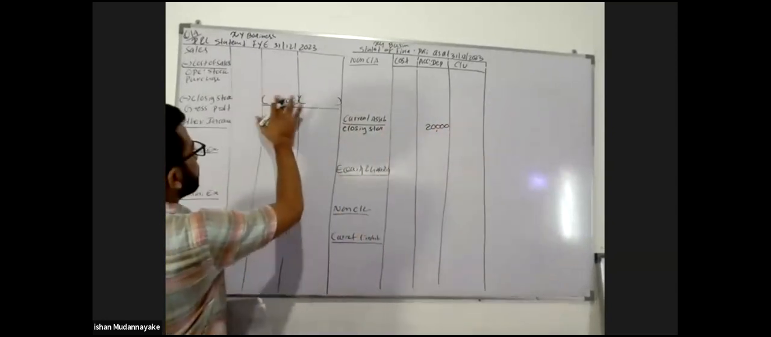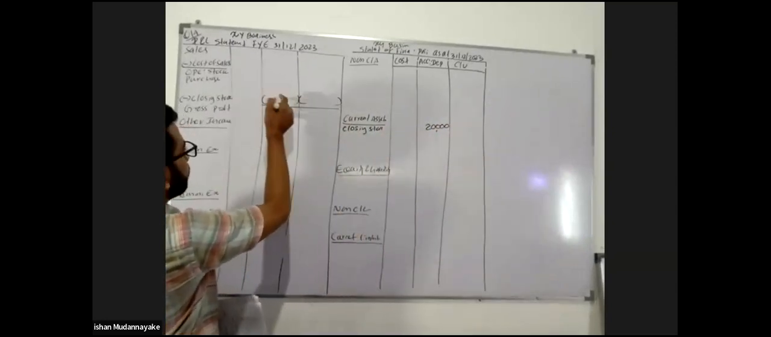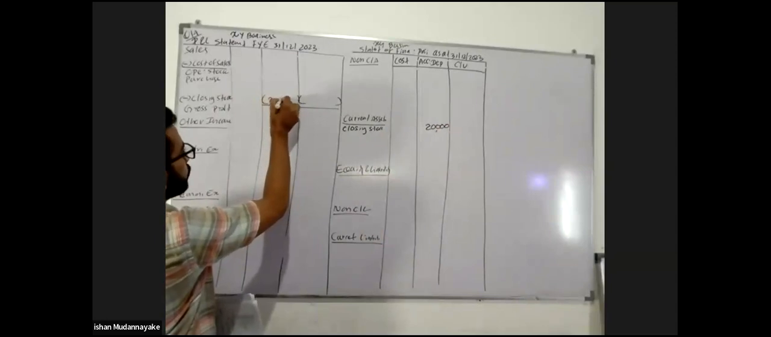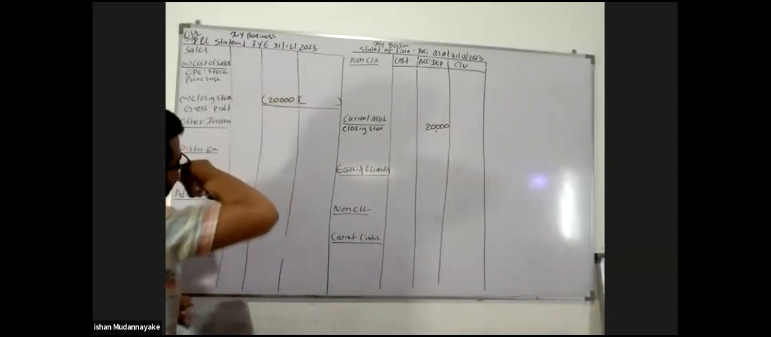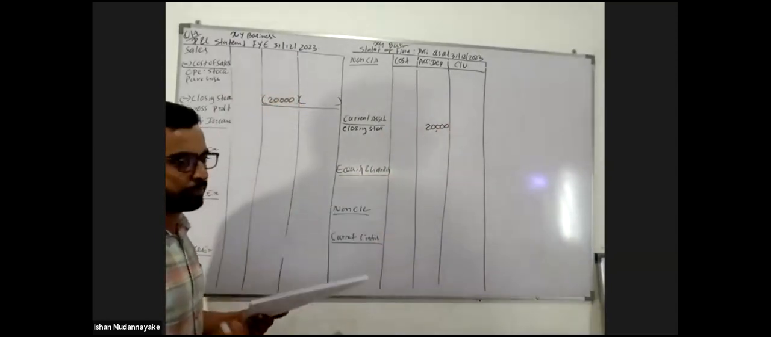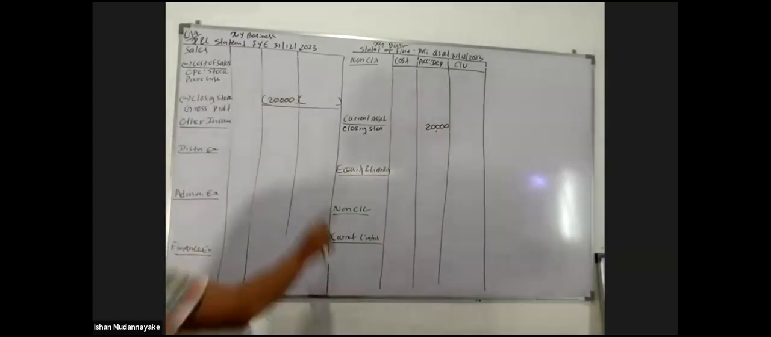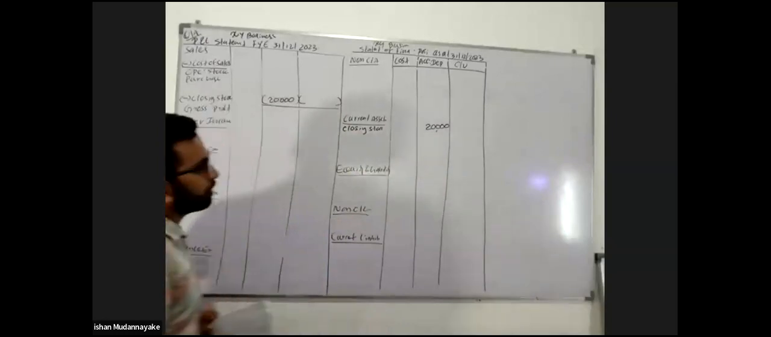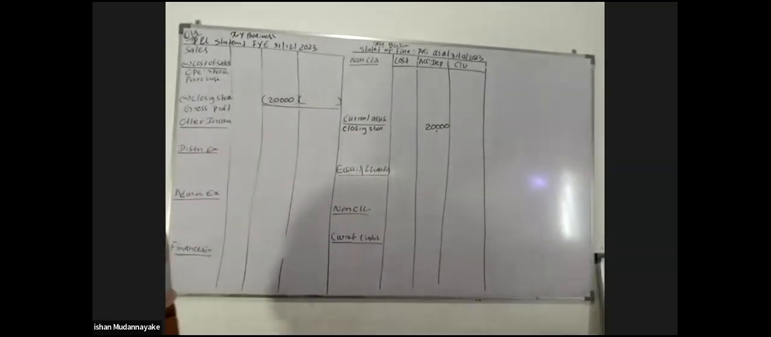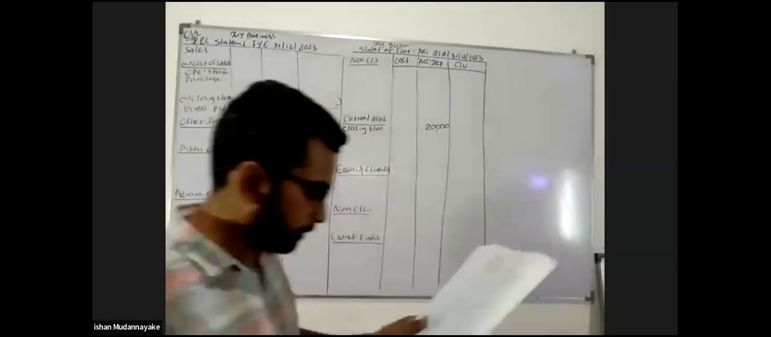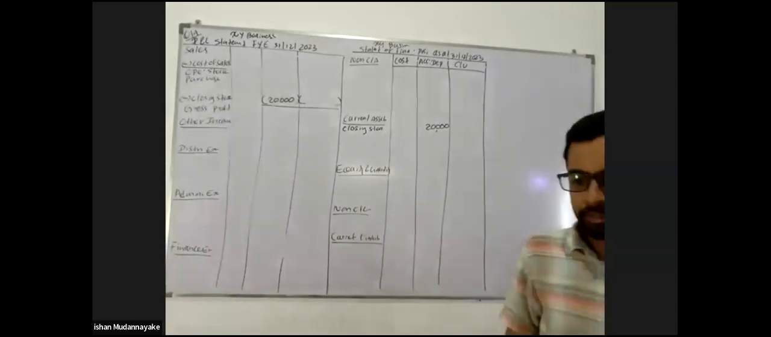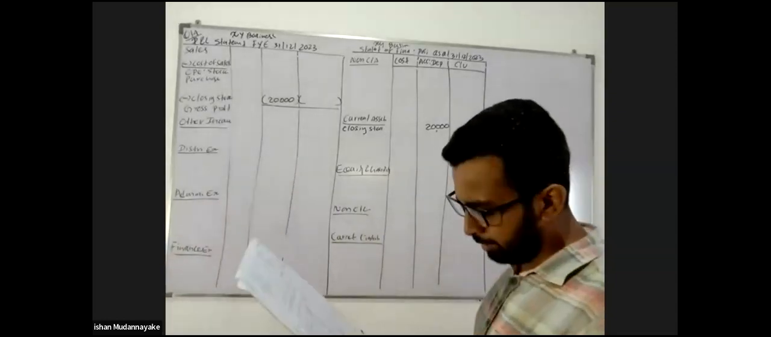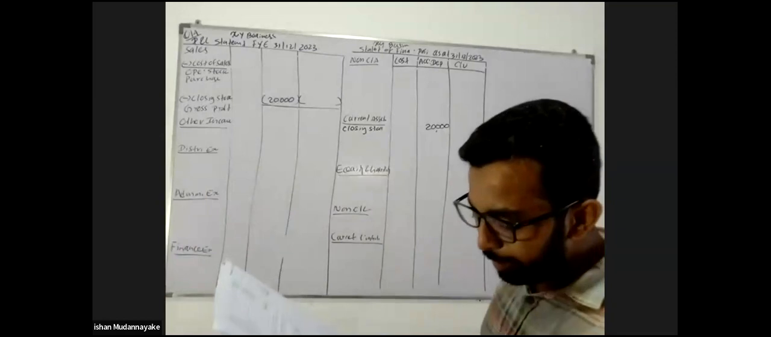Already we have discussed this. Closing stock adjustment of the business: closing stock minus 20,000, and then current assets 20,000. Current assets, closing stock 20,000. You can do that one. We have discussed it.